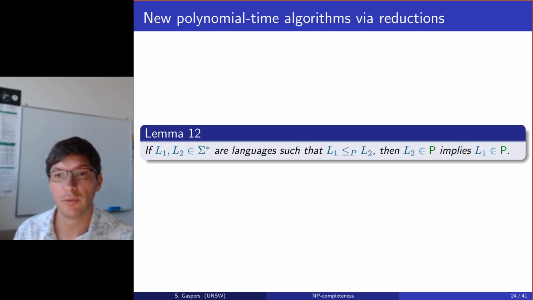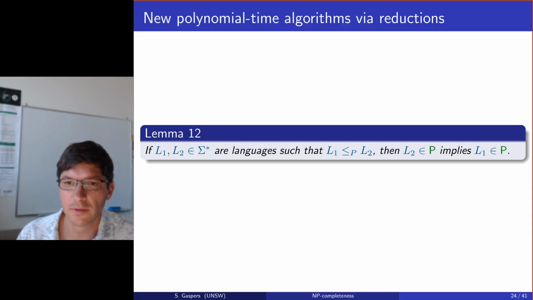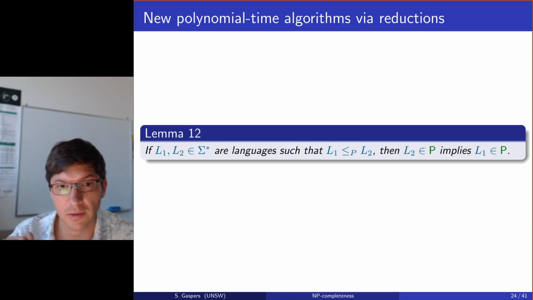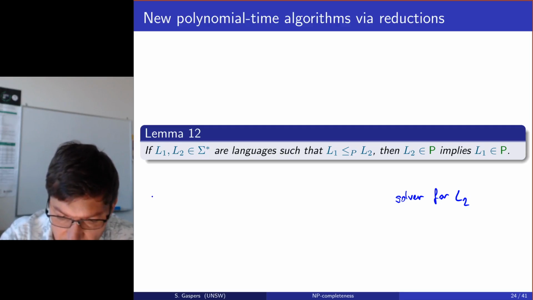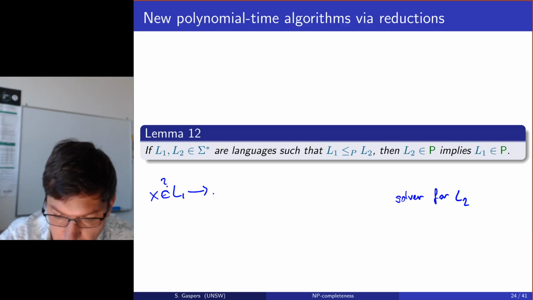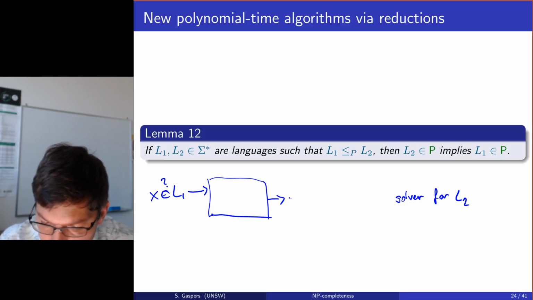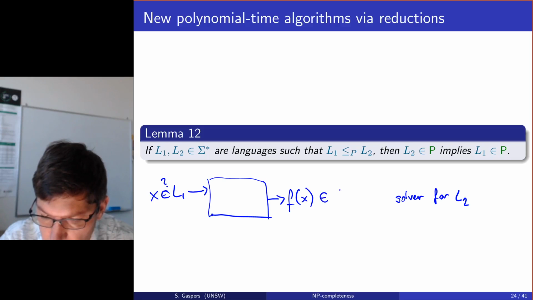Okay, so here's one way we can use these reductions: we can use them to solve new problems. Let's say we have a solver for L2, and the solver is a polynomial time algorithm for L2. Now we're wondering whether some word x is in L1. What we can do is use the reduction. Our reduction gets this word of L1, does some computation, and out comes a word for L2, and this is in L2 if and only if x is in L1.